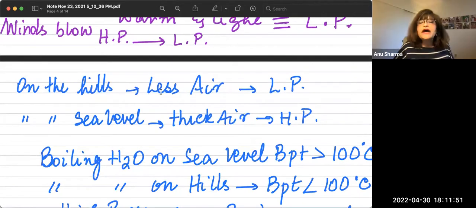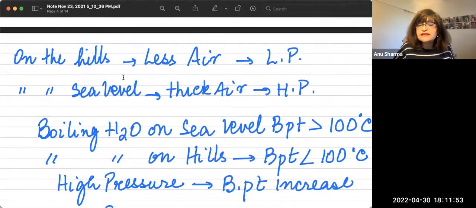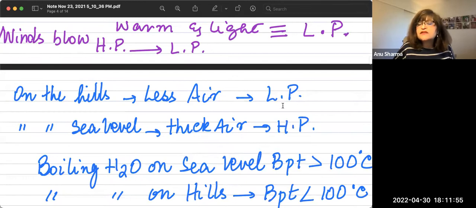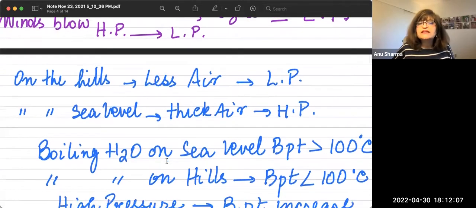Okay, now look at what happens on the hills. On the hills, there is less air, so it's a low pressure area. But at sea level, the air is very thick, with water vapor in the air, people living, civilizations, all those things. So the air is heavy, so high pressure at sea level.